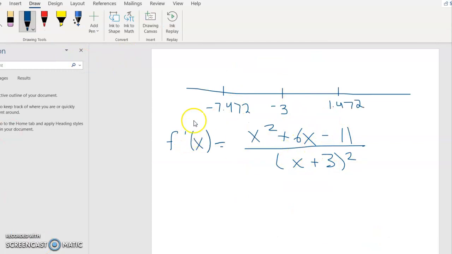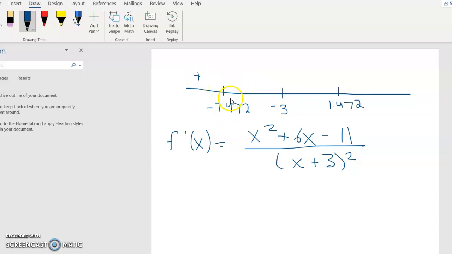Okay, so for my sign chart, I've just put everything on the sign chart and rewrote my derivative here so we could plug into it. Let's choose something to the left of negative 7.472, say negative 8. I'm going to plug negative 8 into the top and see what its sign is. That'll be 64 minus 48 minus 11. That is still positive. And no matter what I put into the bottom, it's going to get squared, so it's going to be positive. So that's positive divided by positive. We're positive on this interval.